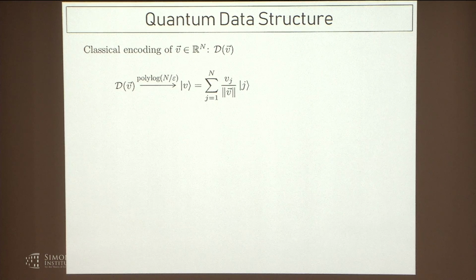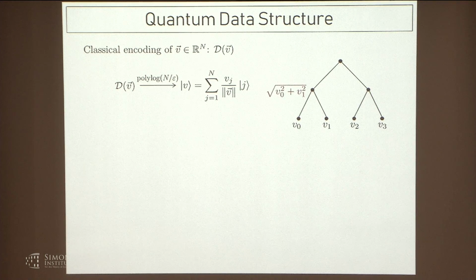OK, so how might we do this? We're going to store V in a tree-like structure, where we will store the entries of V at the leaves of a binary tree. For example, here's a 4-dimensional vector stored at the leaves of this tree. At every internal node, we're going to store the L2 norm of the 2 children. So here we'll have the L2 norm of V0 and V1, and here the L2 norm of V2 and V3. Then at the root of this tree, we'll have the L2 norm of these 2 values, which is also the L2 norm of all of the leaves. So every internal node will have the L2 norm of its 2 children, which is also the L2 norm of all leaves below it.